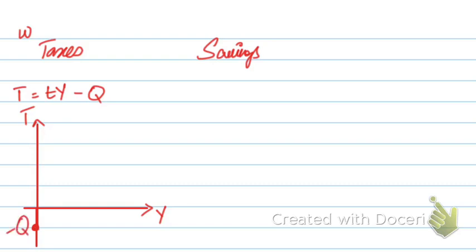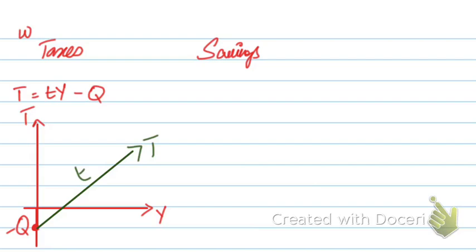So I get the vertical intercept minus Q. And when I differentiate the function to get the gradient of the line, I get t. So the tax rate is my gradient of the taxes function. So if I sketch it, this is what it will look like. The gradient being the average tax rate, right? So this is the sketch for taxes.